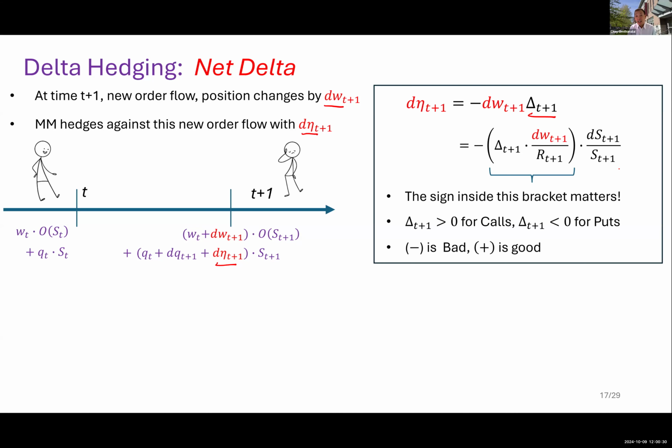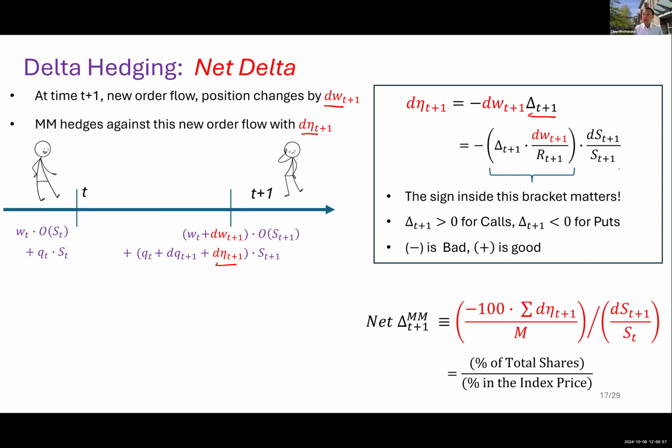The sign inside of this bracket matters a lot, because the delta of a call option is always positive, while the delta of a put option is always negative. So it all depends on whether the market maker is buying the option. If the market maker is buying a call option when the return is going up, then she would have to hedge in the direction against volatility.